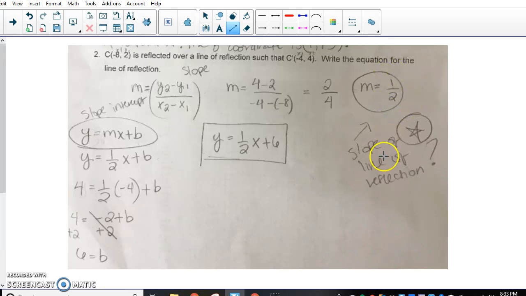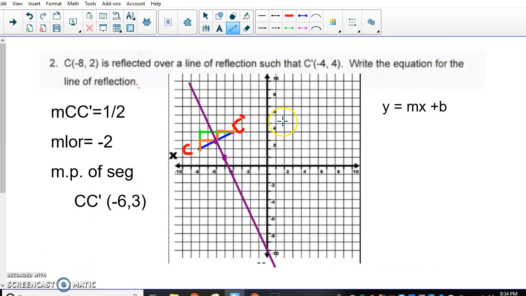So that's the first mistake. You had to use -2, that opposite reciprocal. And the other mistake was the point she plugged in is not one that's going to be on the line of reflection. It better not be, right? If -4 was on that line of reflection, that's definitely not going to be on the perpendicular bisector. So a couple mistakes there, but easy to follow.